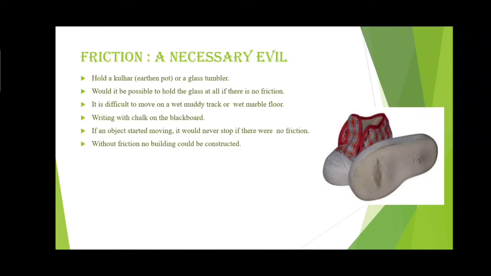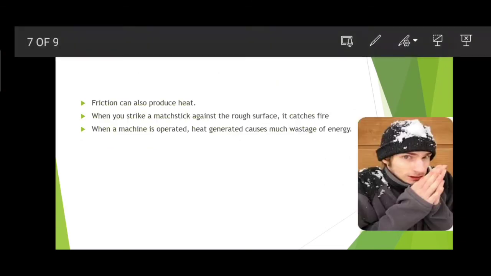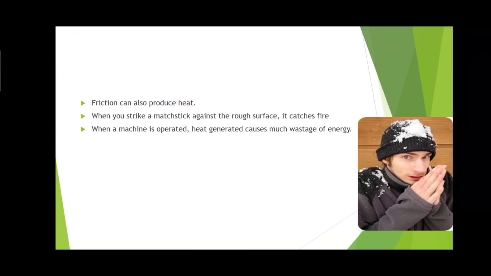When you strike a matchstick against a rough surface, it catches fire easily. It is because of friction. When a machine is operated, heat is generated, so there is a wastage of energy. If we rub our palms, we feel warm. It is also because of friction. That's all about today's topic.